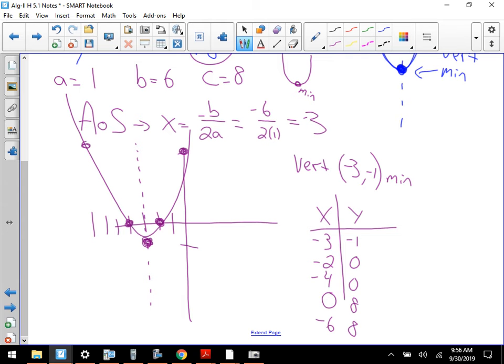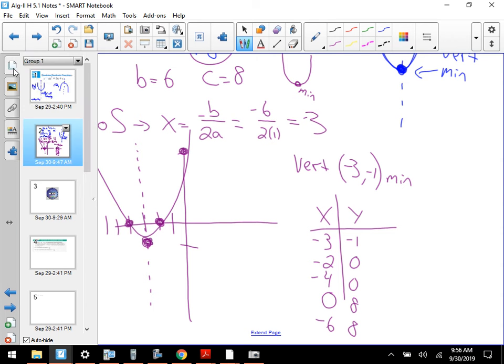No. Not yet. Well, to start with, it's usually not that bad. So the idea here is we label everything out through A, B, and C. We tell what direction something is going via the A value. If it's positive, it's up like a cup, which means your vertex is a minimum. If the A value is negative, your vertex is a maximum. You get that axis of symmetry every single time by using the opposite of B over 2A, and so on and so on. So let's try another one.